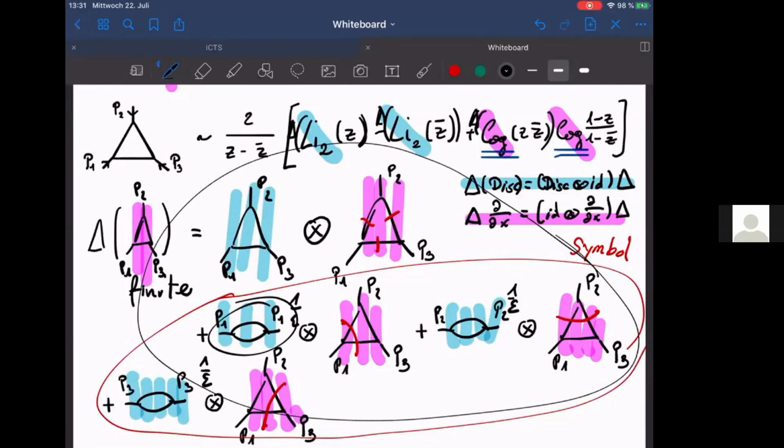Now, the Kunz-Kramer is also a co-product on graphs, but it would not have the property that it reproduces the co-product on the polylogs if you replace the graphs by the analytic expression. Right. So it's not that one is wrong and the other one is right. They're just different objects.